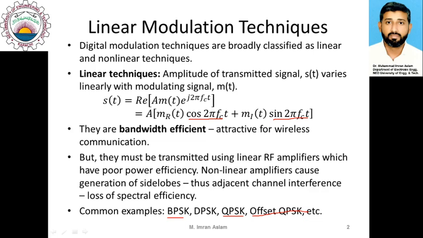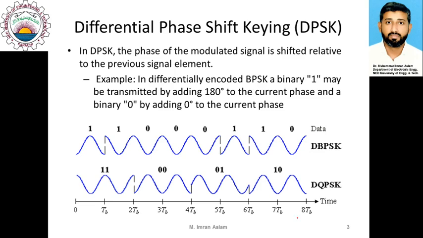A variant of QPSK is named offset QPSK. This is called offset QPSK because the two bits in the QPSK symbols are offset by half of the symbol duration. By offsetting these two bits, we ensure that the maximum change in the phase at one time is only 90 degrees. So at any instance the phase change does not exceed 90 degrees. So we continue our discussion on linear modulation techniques.